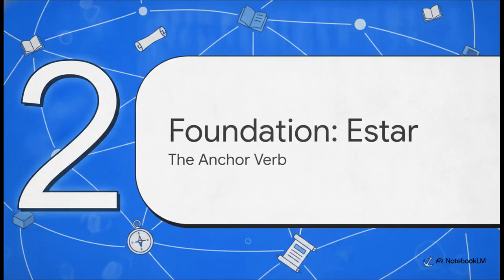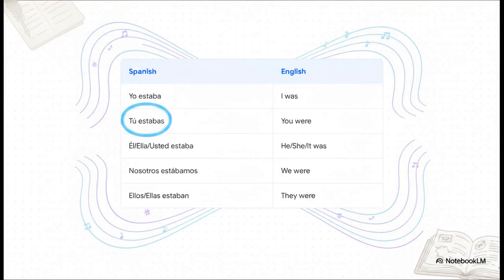Moving on to Section 2, the foundation, estar, the anchor verb. So, how do we actually build this? Well, what's really fascinating is how beautifully regular and almost musical this verb becomes in the past. Try to anchor the word estaba directly to the English phrase I was. Just listen to the rhythm of these conjugations.